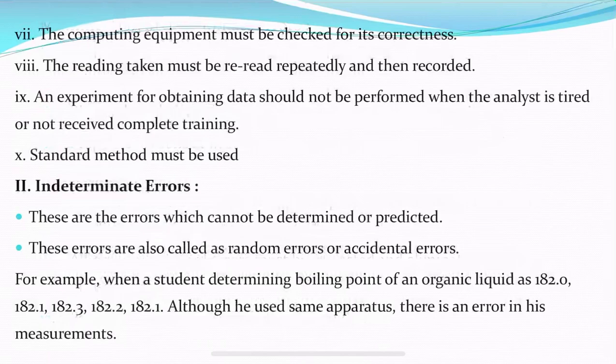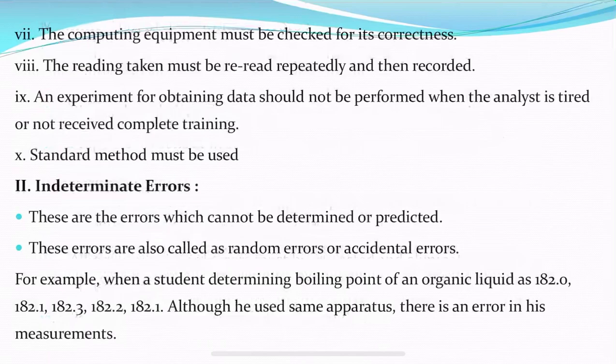Next, a standard method must be used, and the experimentalist, meaning the one who is going to perform the experiment, must understand the theoretical background of the method before performing the analysis. So these are the 10 different measures which we can take to minimize the error and to improve the accuracy. And the second type of error is indeterminate errors.